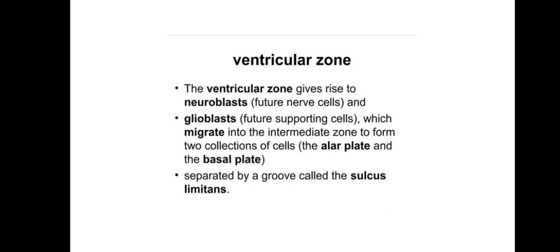Now, we said that the ventricular zone will give rise to neuroblasts and glioblasts, the future nerve cells and supporting cells. And these neuroblasts and glioblasts will migrate into the intermediate zone to form two collections of cells, that is the ala plate and the basal plate. And these two collections of cells are separated by a groove called the sulcus limitans.